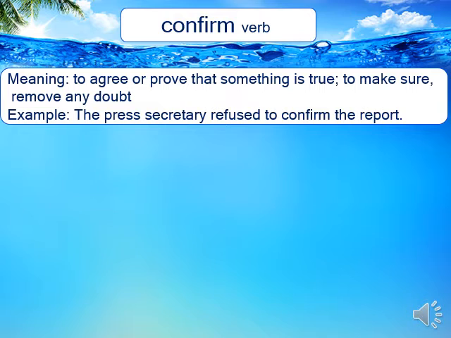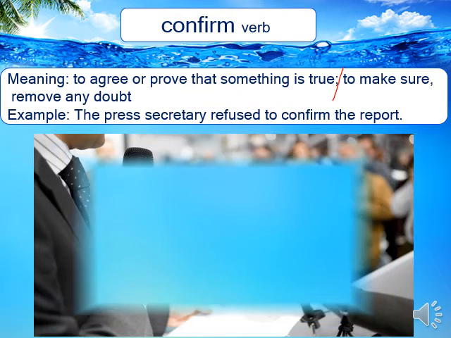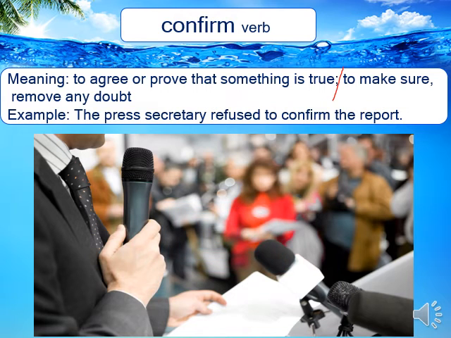Confirm is a verb and it means to agree or to prove that something is true or to make sure or remove any doubt. So there are two meanings here. The example is the press secretary refused to confirm the report. Here, confirm means to agree or prove that this report is correct or true.